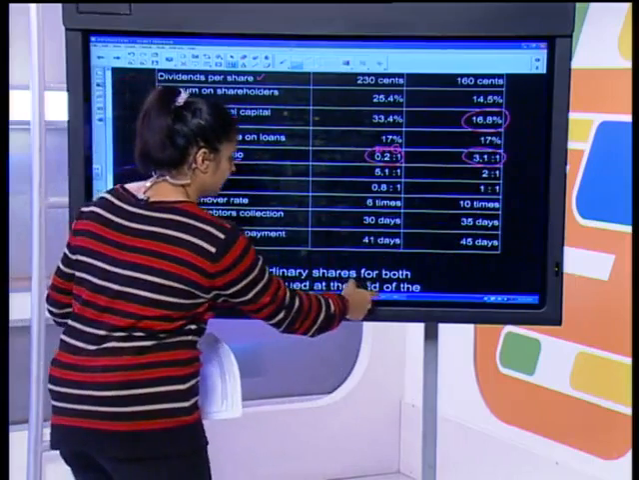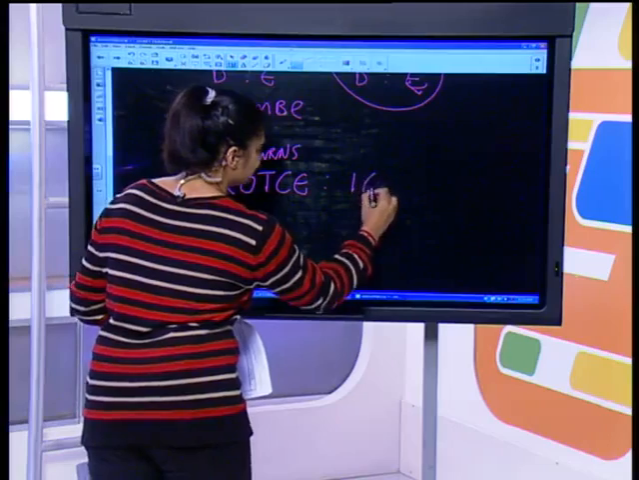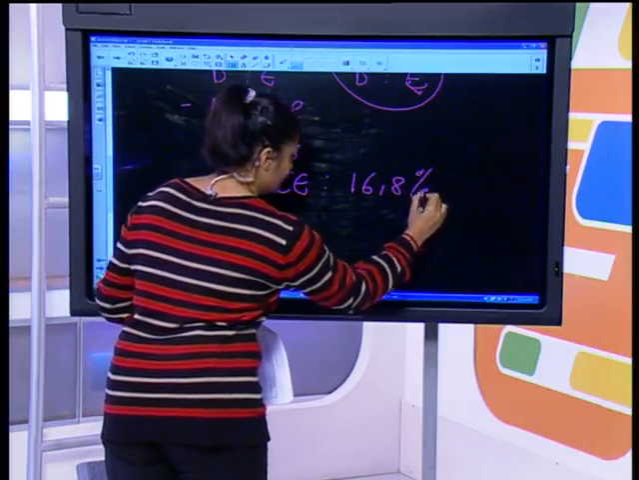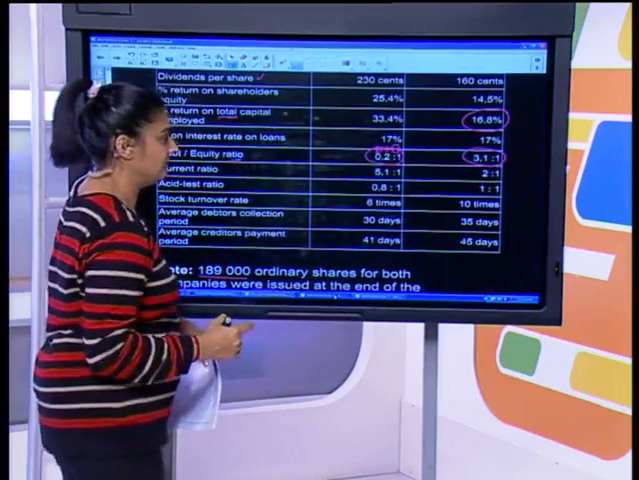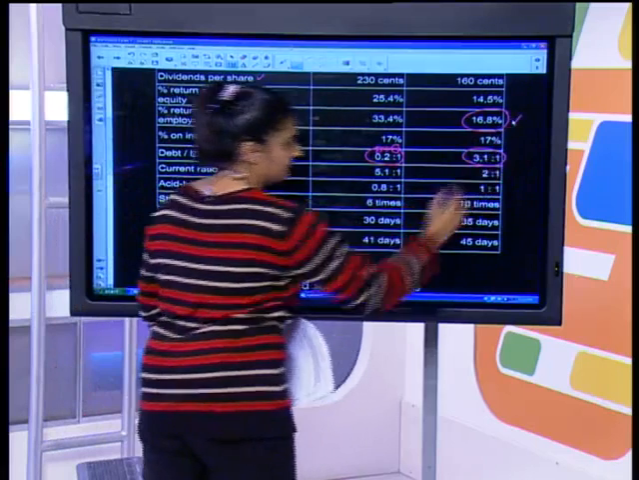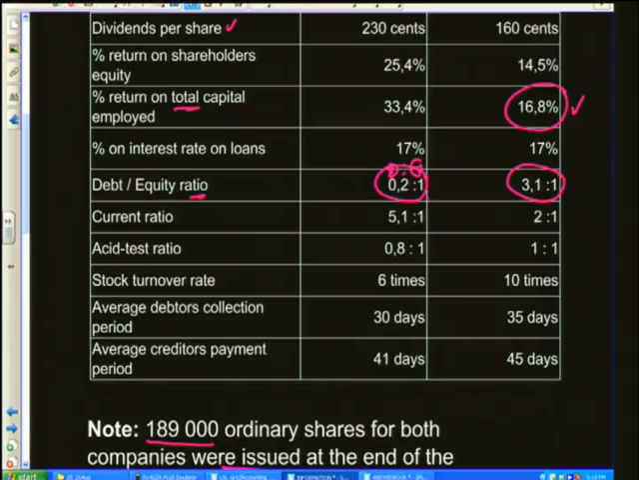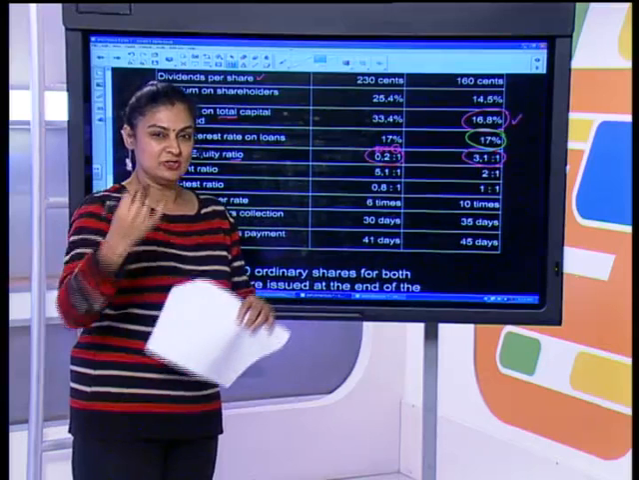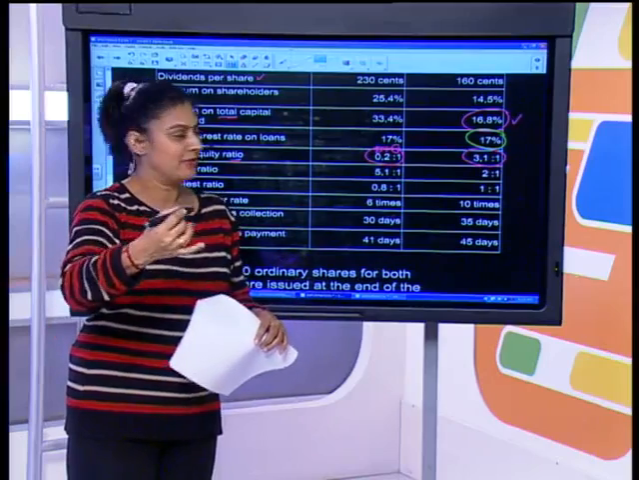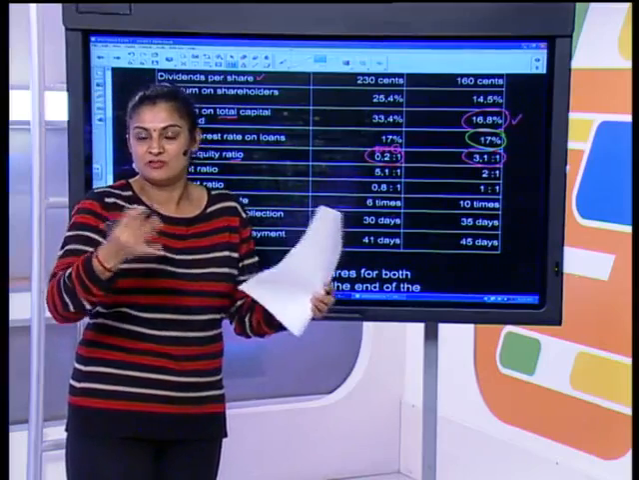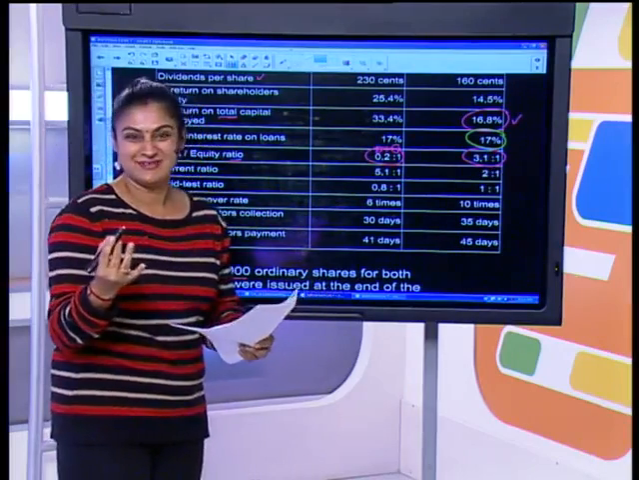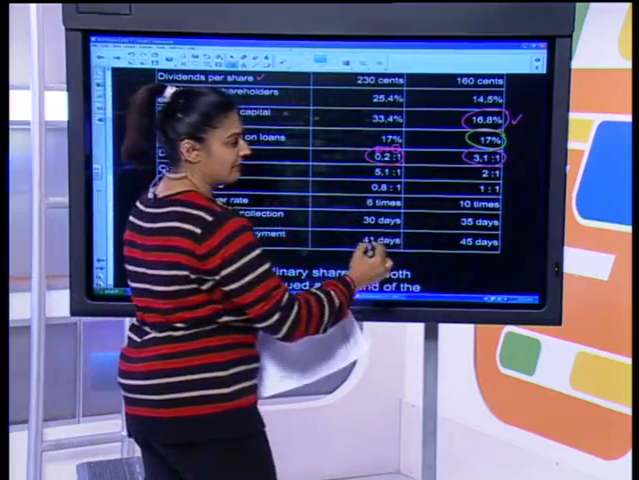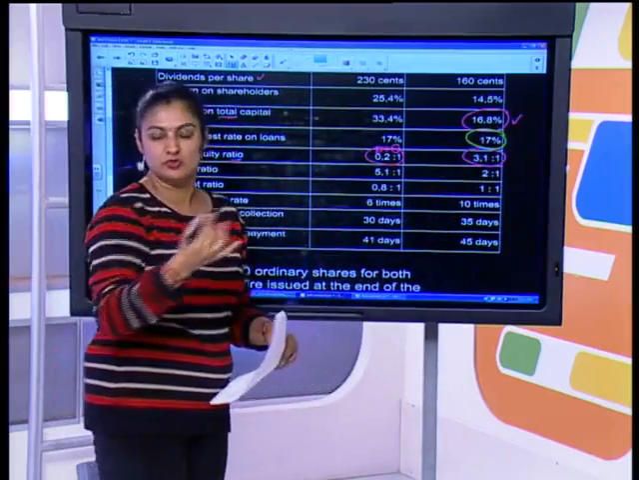16.8%. Okay, so let's just write that down. My return on capital is 16.8%. I'm going to now compare this to the interest that I'm paying. So again, back to my information. Return is 16.8%, whereas my interest, guys, is 17%. So I'm getting out my return, 16.8%, but the interest that I'm paying back is 17%. So is it even worth me borrowing this capital? No, it's not. So this company is using so much of borrowed capital, but look at their return compared to their interest.